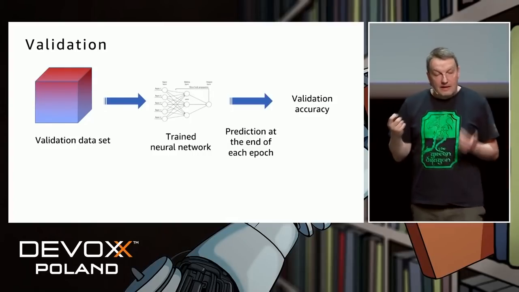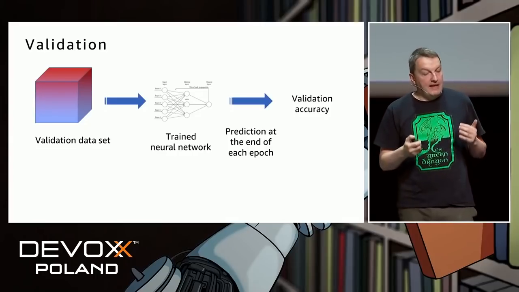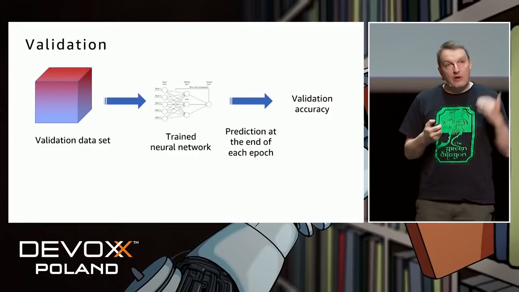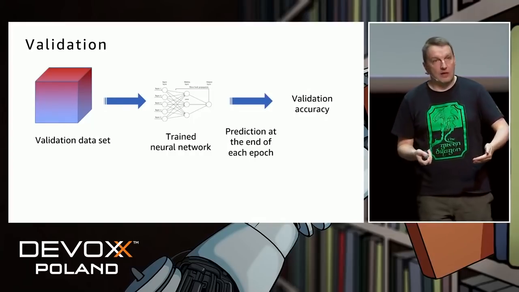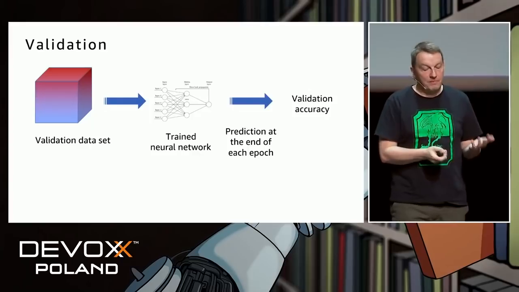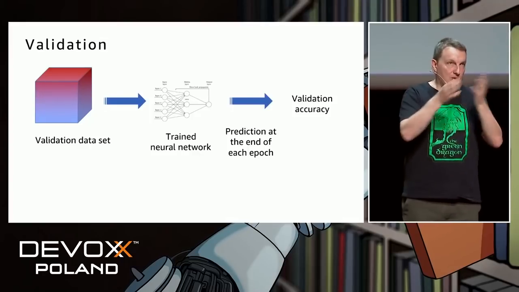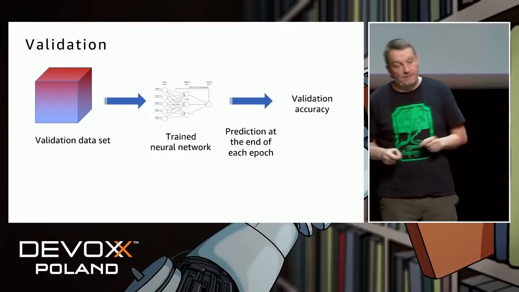So that's for the training process, right? So we do that again and again and again. And how do we know that we're actually making progress? Well, we keep part of the data set. We call this the validation data set, okay? And it's very typical to do this in machine learning. You split your data set between training and validation.